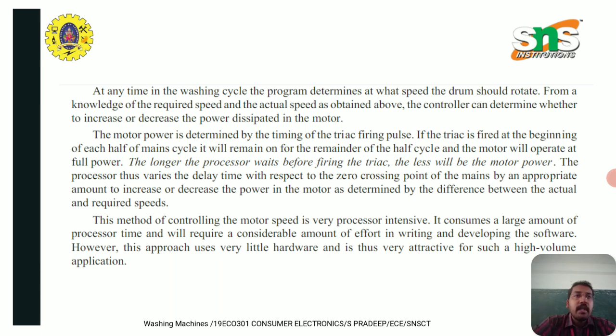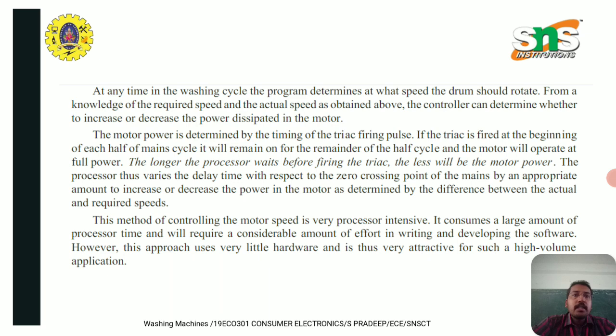If the triac is fired at the beginning of each half of the mains cycle, it will remain on for the remainder of the half cycle and the motor will operate at full power. The longer the processor waits before firing the triac, the less will be the motor power.